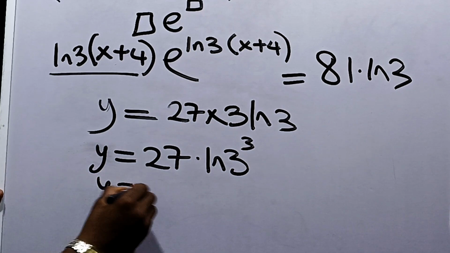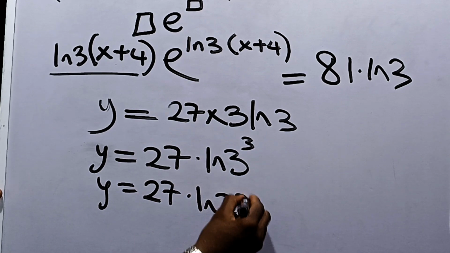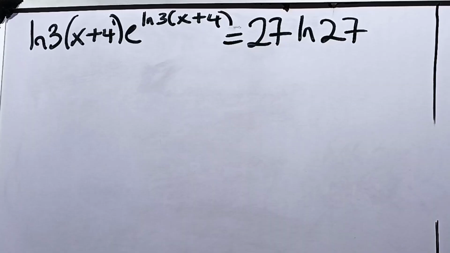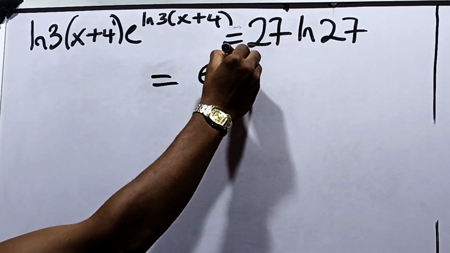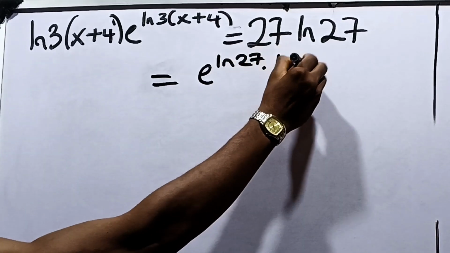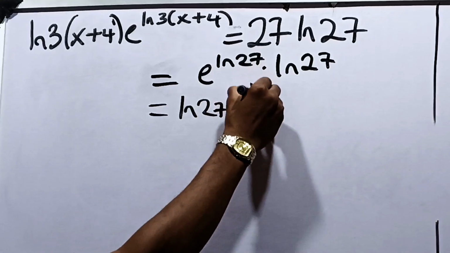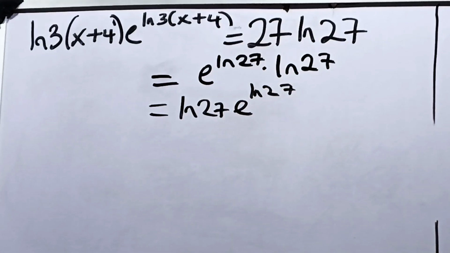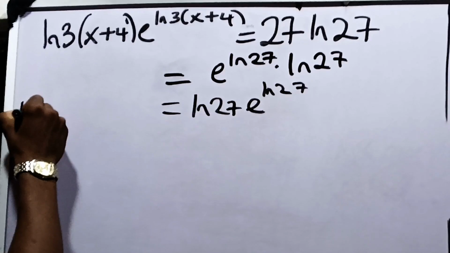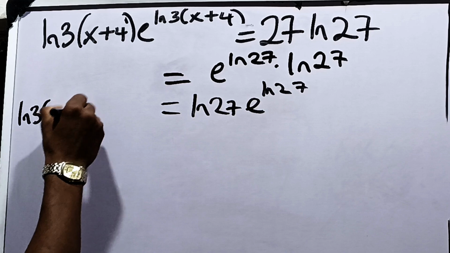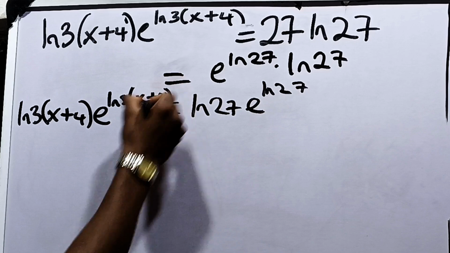Now y becomes equal to 27 multiplied by ln of 27. So just as before, we can say that 27 will be equal to e raised to power ln of 27. Recall from what we said before, multiplied by ln of 27. Now this is equal to ln of 27 multiplied by e raised to power ln of 27. You can see we now have a uniform thing on both sides of e. Remember that this is equal to ln of 3 multiplied by x plus 4, multiplied by e raised to power ln of 3 multiplied by x plus 4. So this is what this is.